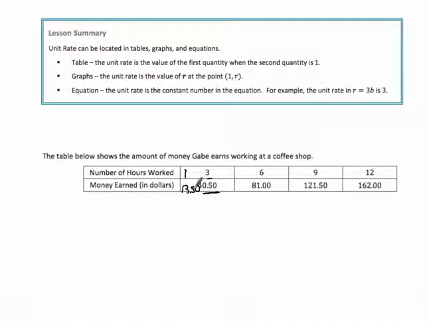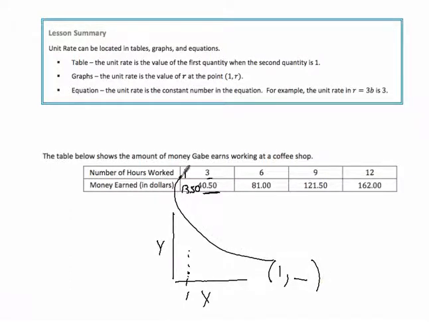In a graph, the unit rate is the value of r at the point 1 comma r. So it's looking at what is the y value when the x value is at 1. And however high this point will be, that will give you the ordered pair 1 comma something, which is the same thing as in the table. It would just be over here.